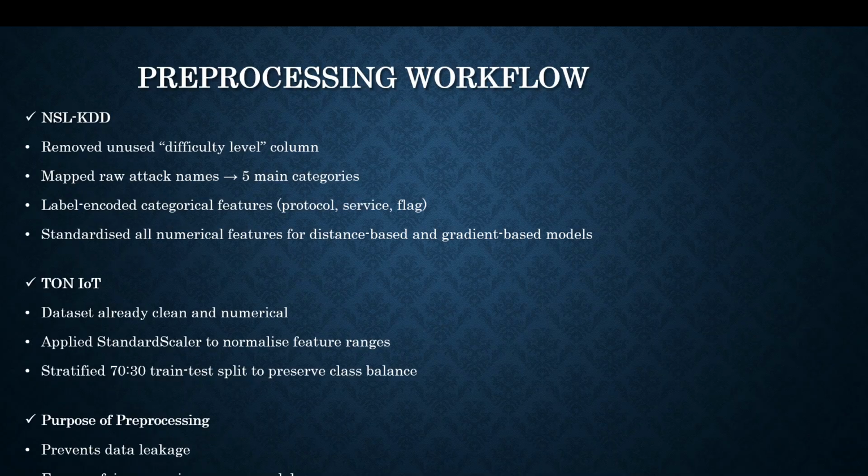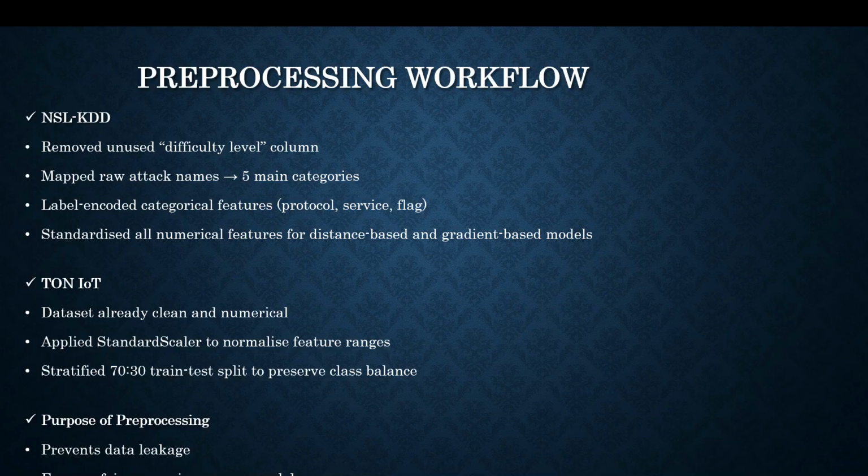Now coming to the fourth slide, for the NSL-KDD dataset, I had to do quite a bit of pre-processing. I removed the unused difficulty column, mapped all the raw attack names into 5 main categories, and label encoded the categorical features like protocol, service, and flag. After that, I standardized all the numerical features. This step made a big difference, especially for models like KNN, SVM, and logistic regression, which rely heavily on feature scaling.